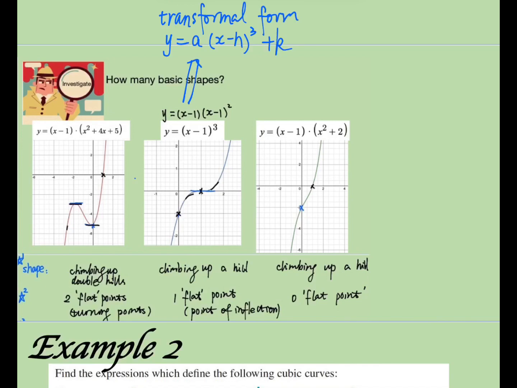Take this opportunity to recall the 3 basic shapes of cubic graph functions. If we have the shape of climbing up double hills, then generally we use the factorized form. And then if we have the shape of climbing up a hill with one flat point, which is a point of inflection, then we are going to use the transformational form, and the point of inflection will help us determine the value of h and k.